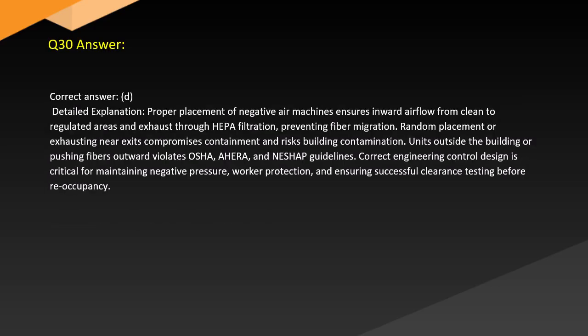Answer. Correct answer: D. Detailed explanation. Proper placement of negative air machines ensures inward airflow from clean to regulated areas and exhaust through HEPA filtration, preventing fiber migration. Random placement or exhausting near exits compromises containment and risks building contamination. Units outside the building or pushing fibers outward violate OSHA, AHERA, and NESHAP guidelines. Correct engineering control design is critical, maintaining negative pressure, worker protection, and ensuring successful clearance testing before reoccupancy.